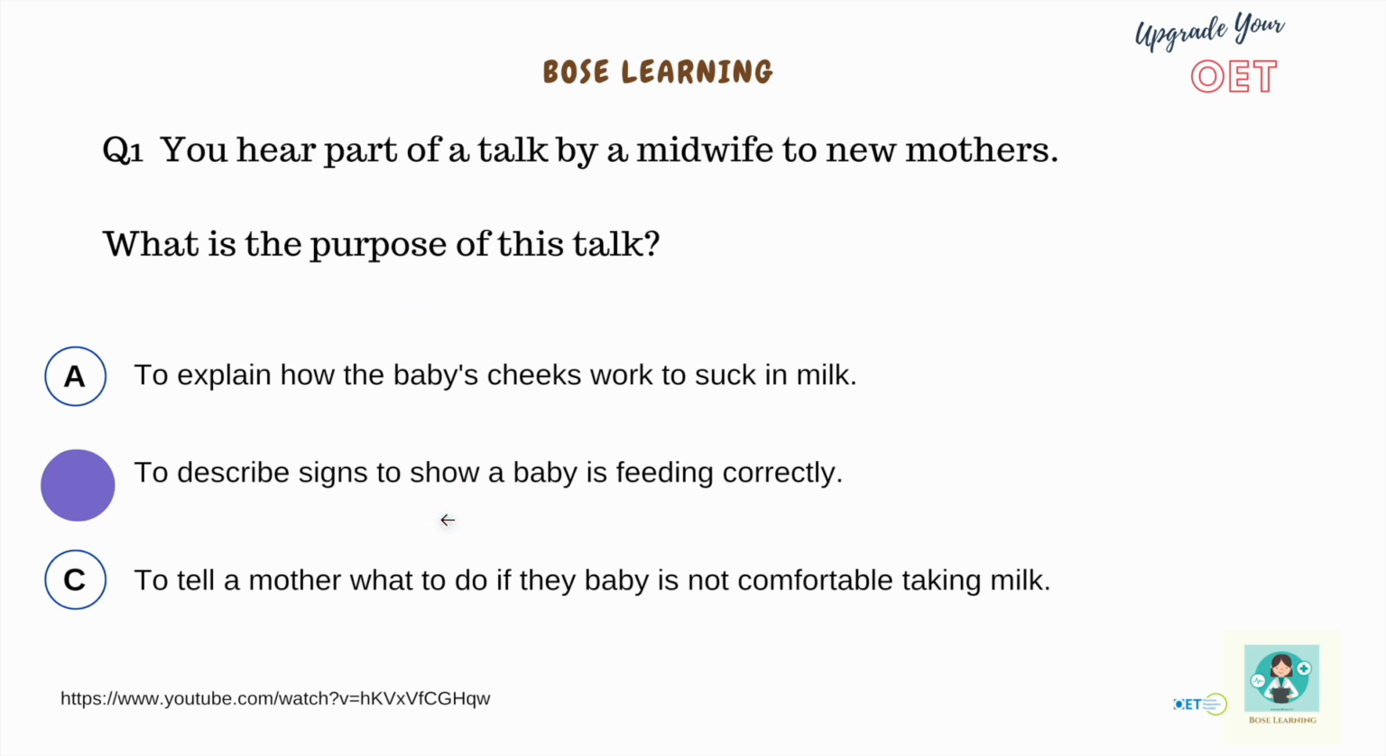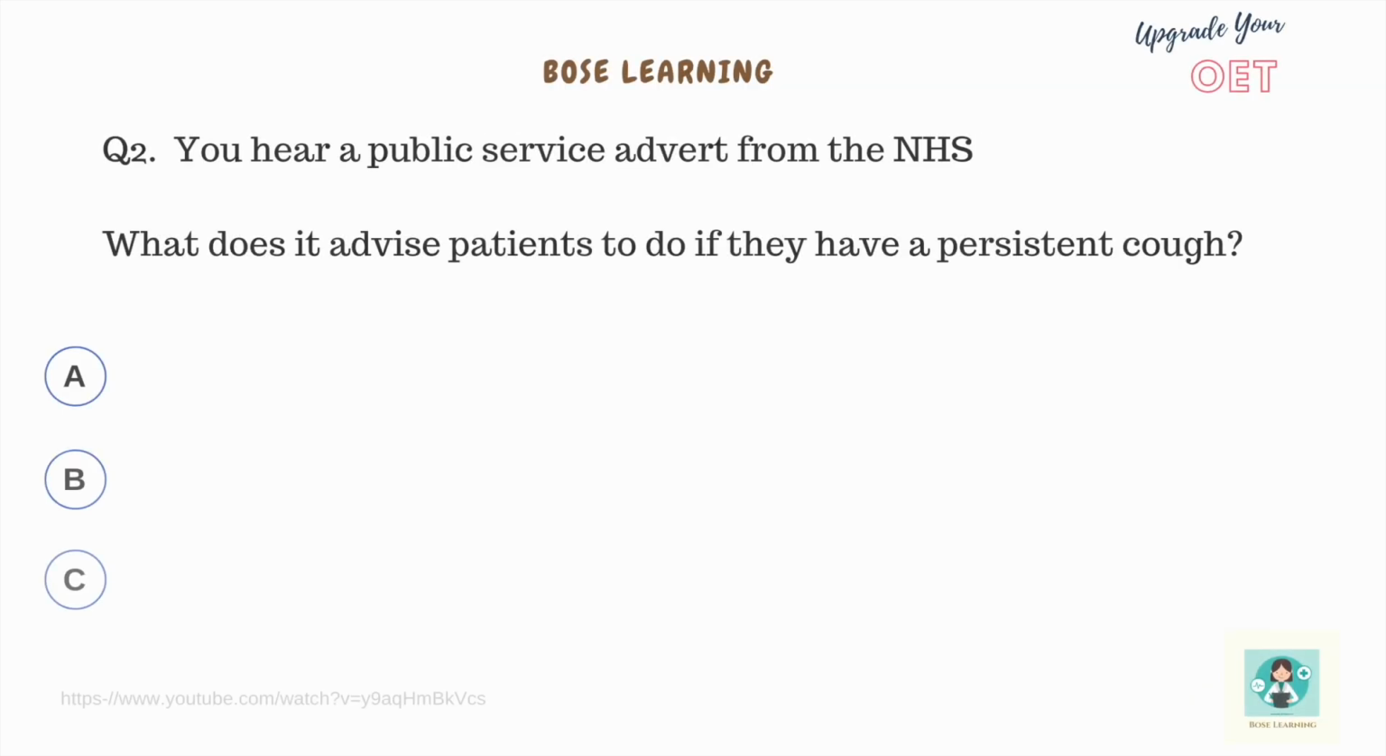It's just to show the various signs that the baby is feeding, and it's not really to tell the mother what to do if the baby's not comfortable. Again, she just says if the baby's not comfortable, then obviously the baby's not latched on properly. So this one here was option B, which is what you should have shaded in. Okay, let's take a look at the next one together.